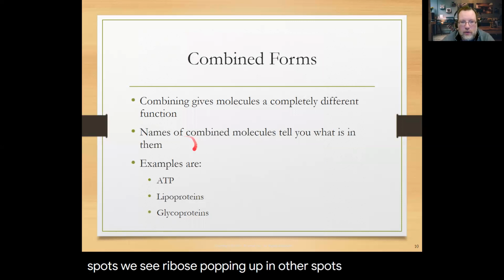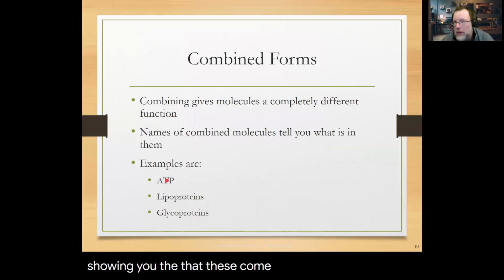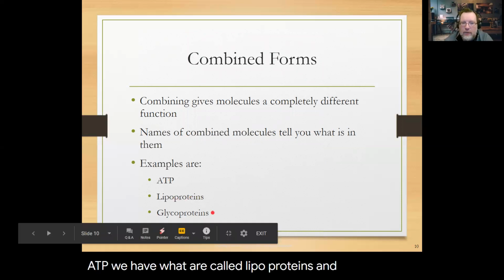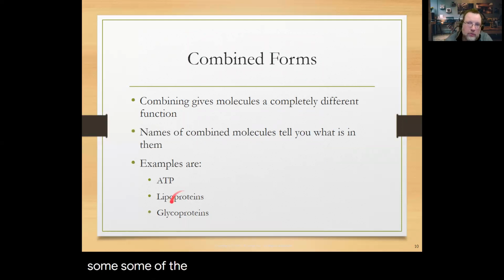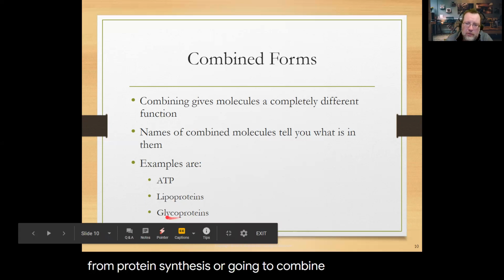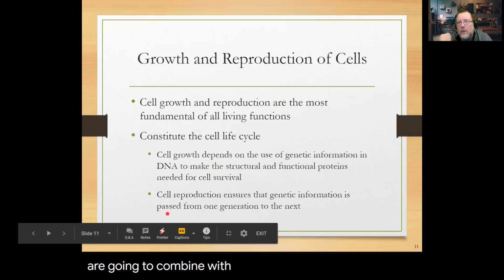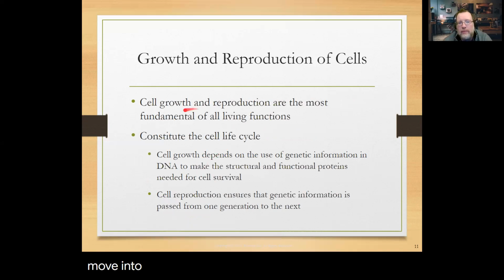And again, showing you these combined forms. They call them ATP. We have what are called lipoproteins and glycoproteins. Some of the proteins that are going to get created from protein synthesis are going to combine with lipids. Some are going to combine with sugars. So this starts to get into chapter 7 in Patent. The previous DNA, RNA basics is going to be contained within chapter 4 of Patent, and in chapter 3 of OpenStax. So this info is going to be found in chapter 7 of Patent.